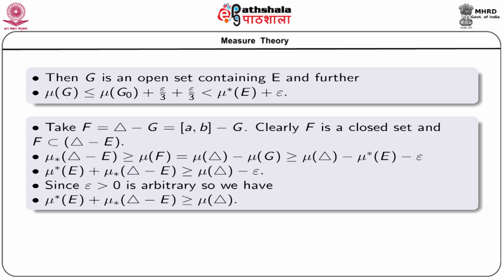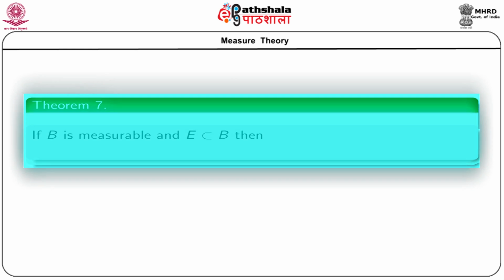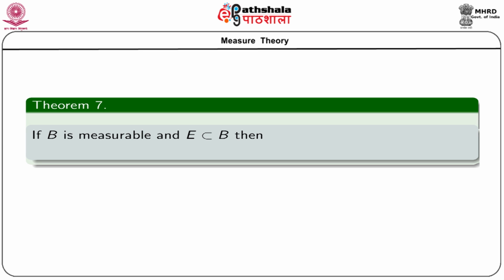And in the next result, we will see that we can prove the same theorem by replacing the bounded open interval delta by a more general set, just a measurable set B. We now present our last theorem of this module.